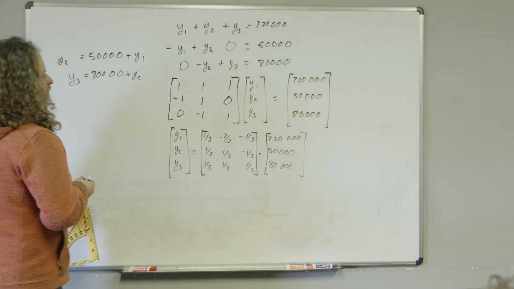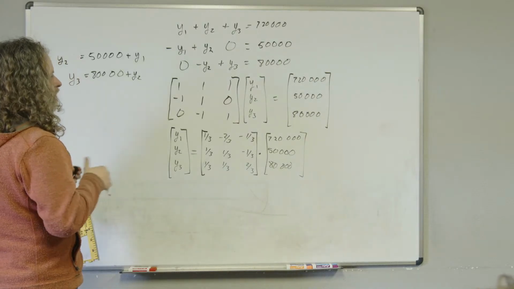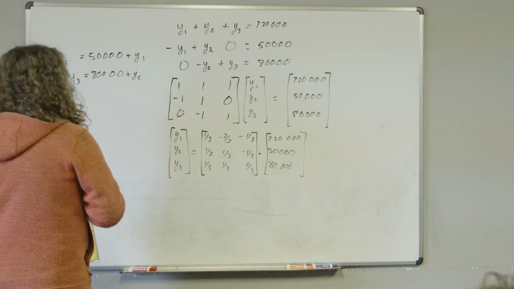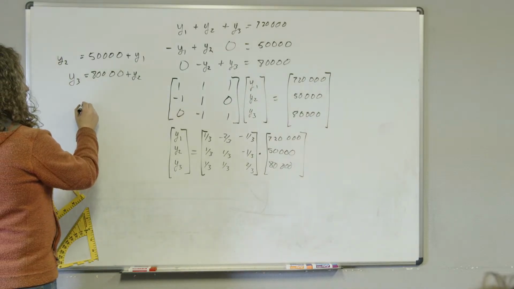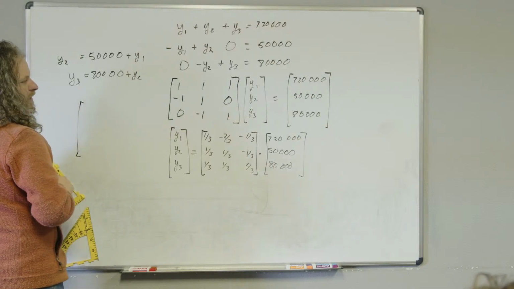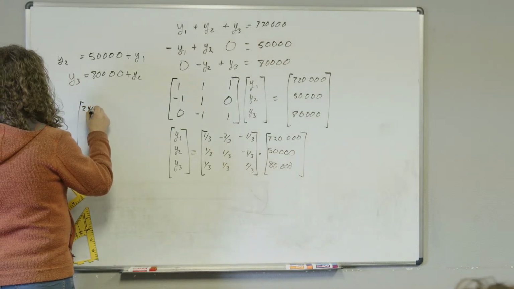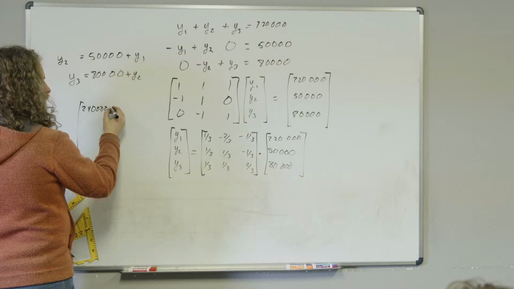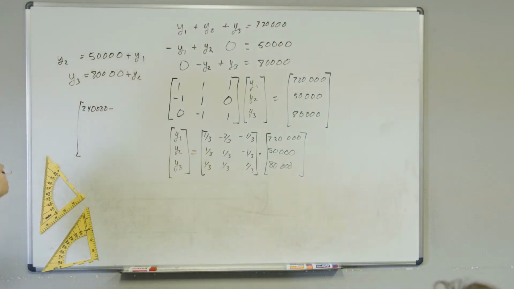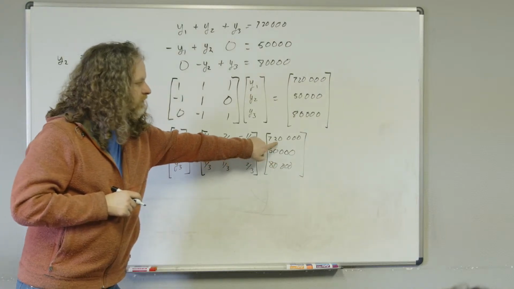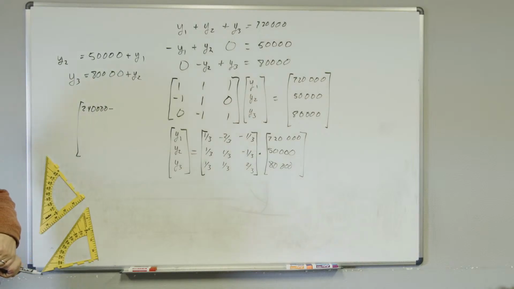So let's find the answer, shall we? What is 1/3 times 72,000? One second. Or 72,000 divided by 3. 240,000. 240,000 minus what's 2/3 times 50,000? One second. How do we get 24,000? A third of 720,000. Wait, it's row by column, right? Yep. Row by column. So, I mean, one second.